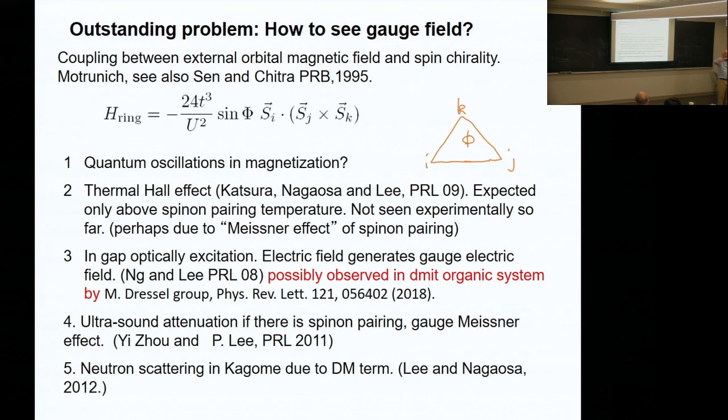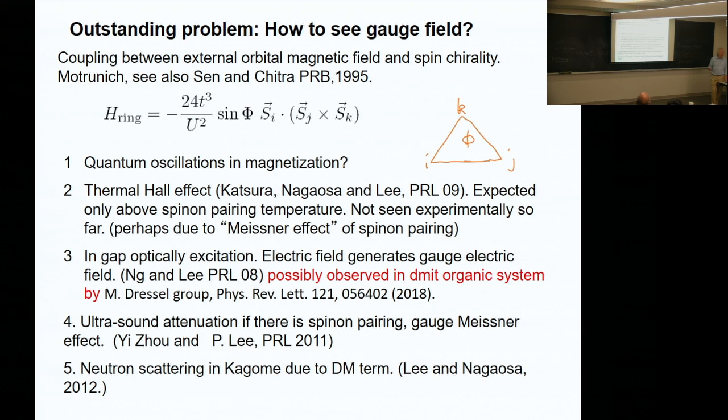Right? But because we have spinons, they're gapless objects. Now, they don't carry a charge, so they don't directly couple to the electric field, but they couple to the gauge electric field. So again, an external electric field, an electromagnetic wave, can induce the gauge electric field, which gives it. So this has possibly been observed in one of these organics. But you know, it requires quite a bit of data analysis, and so on.